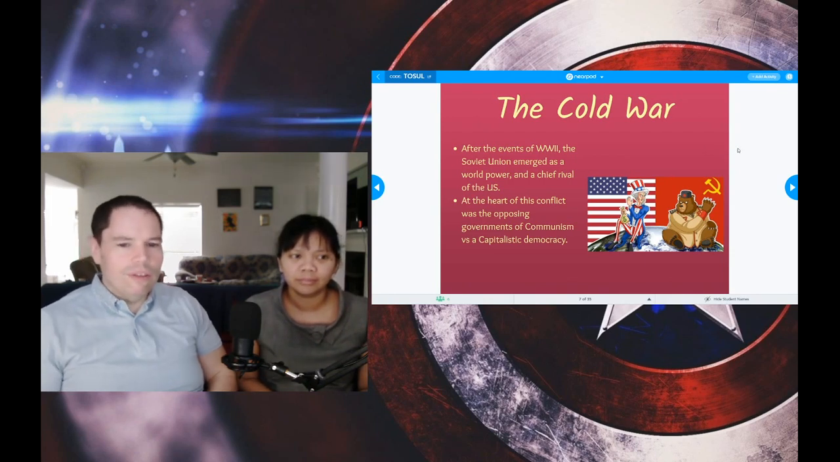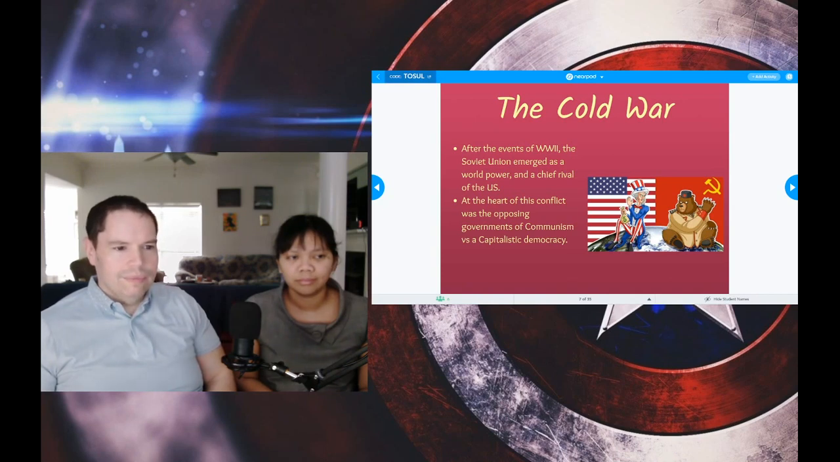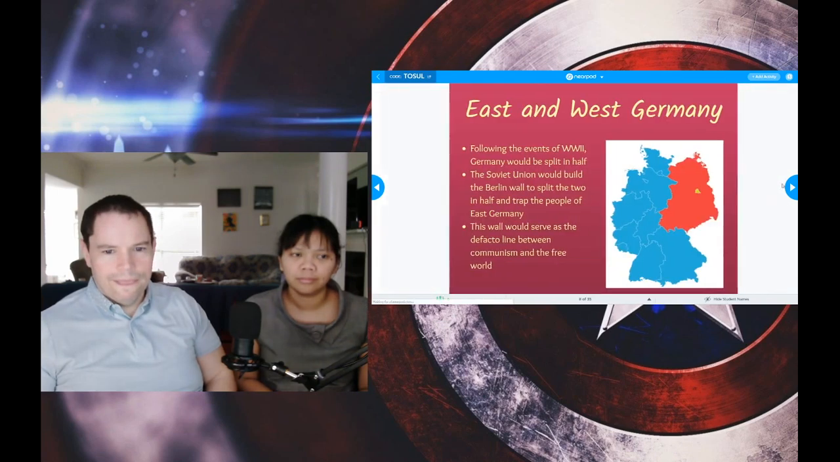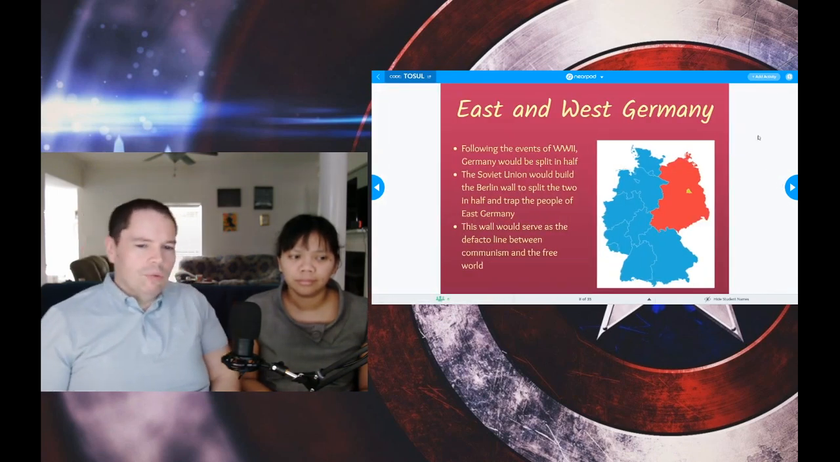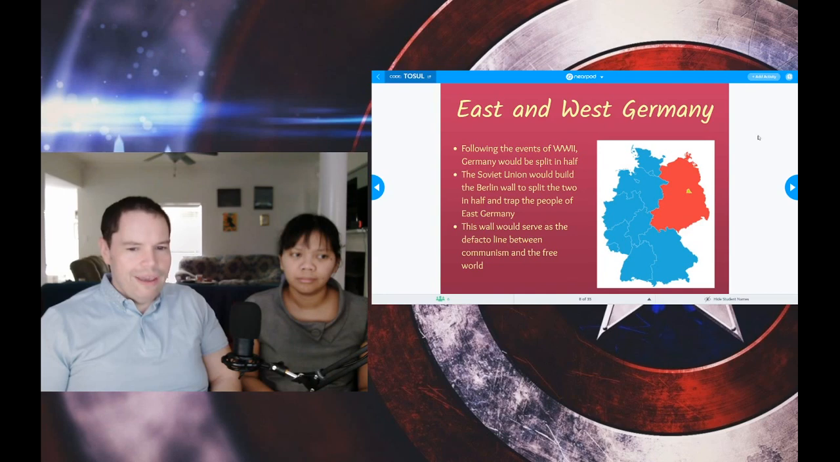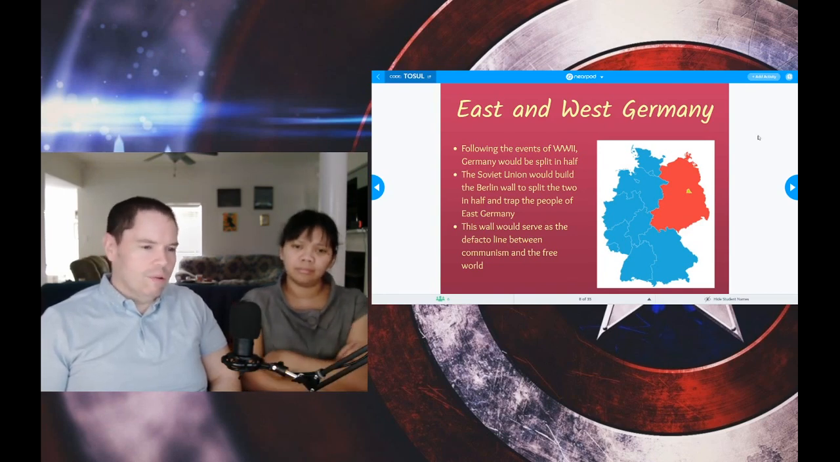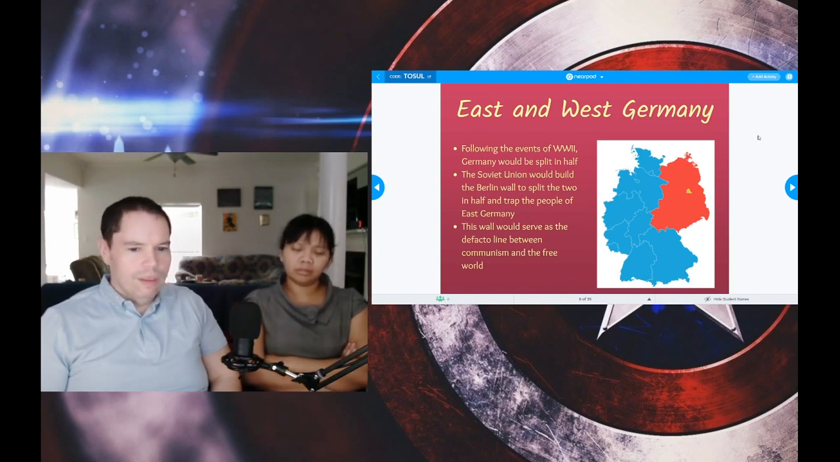Okay, so after the events of World War II, the Soviet Union emerged as a world power and the chief rival for the U.S. At the heart of this conflict was the opposing governments of communism versus a capitalistic democracy. Now, following the events of World War II, Germany would be split in half. The Soviet Union would build the Berlin Wall to separate the two halves. And of course, we've talked about this in other lessons too. This would serve as the de facto line between the communists and the free world.